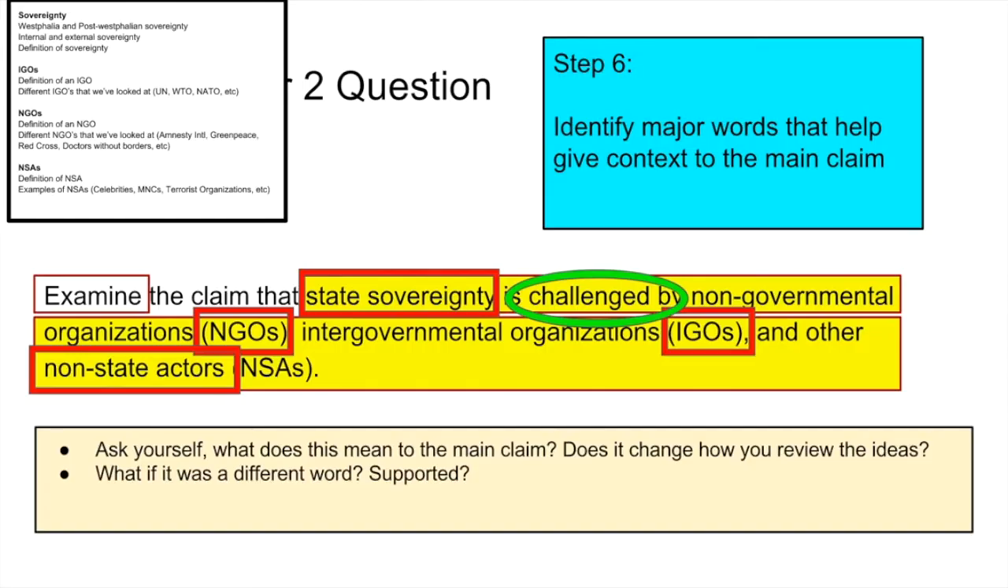My question to you is, this is just kind of a side note, what if it changes? What if there's a different word? Like, if it's "supported," what does that mean? So state sovereignty is supported by non-governmentals, IGOs, and non-state actors. At that point, we need to almost justify in a way through support. But anyways, what we have is "challenge," and that's kind of the key right here. So we're focused.